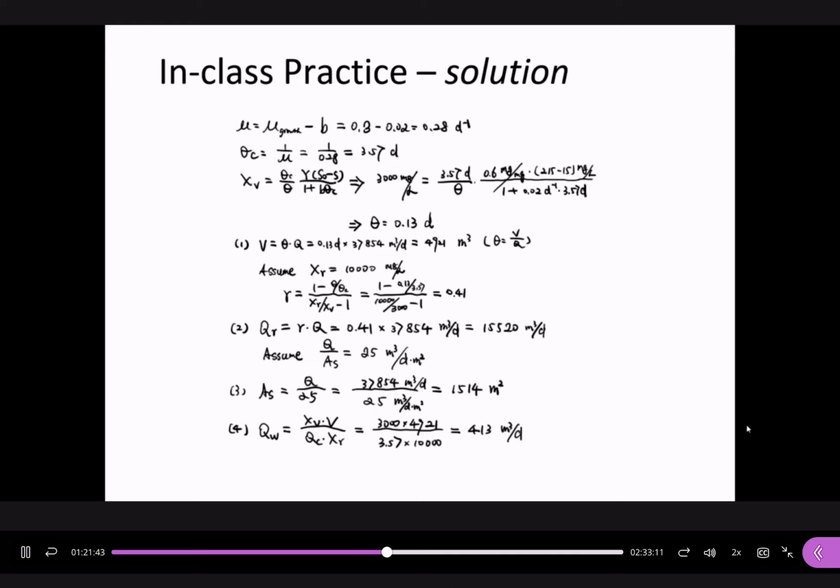QW is from the definition of theta C. This is not the Q, okay? This is theta C. That's a typo. Theta C.